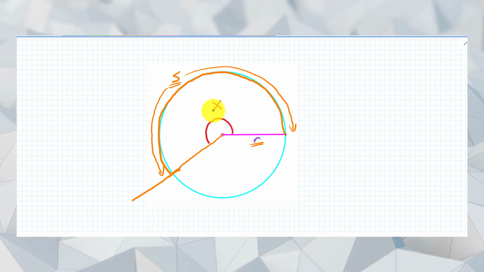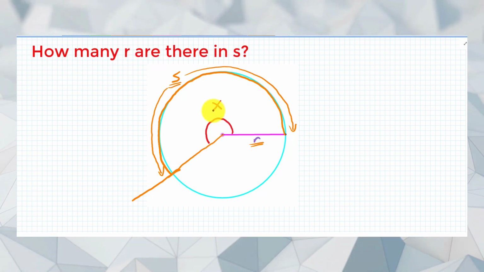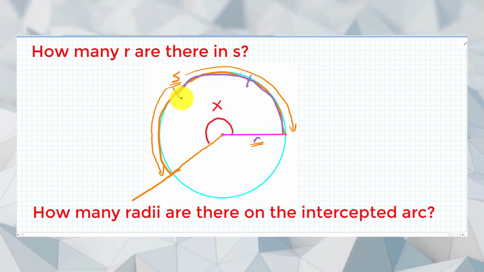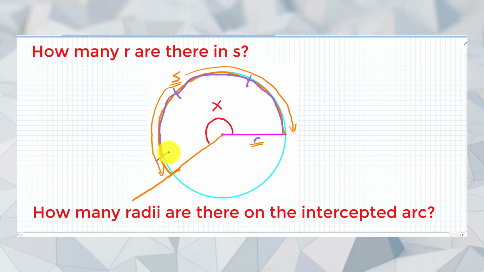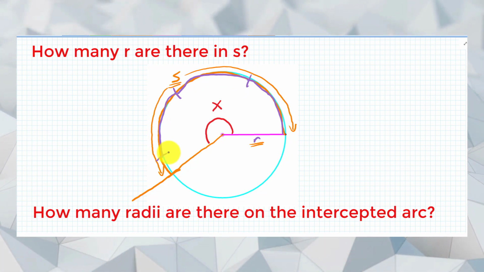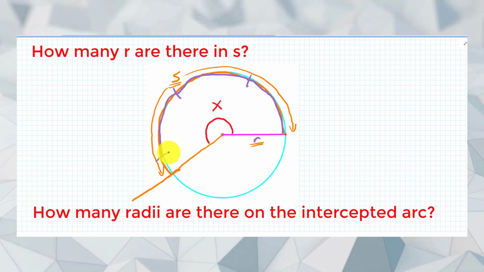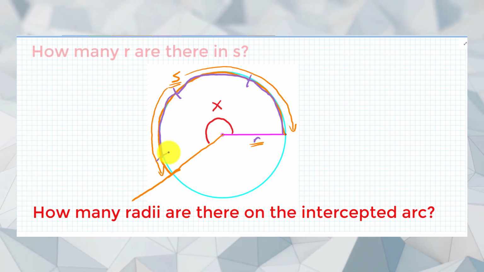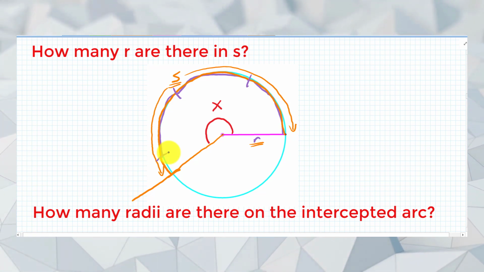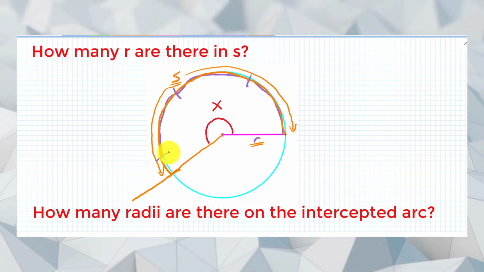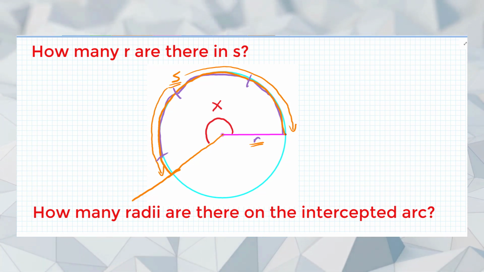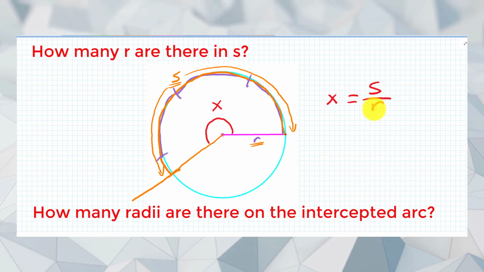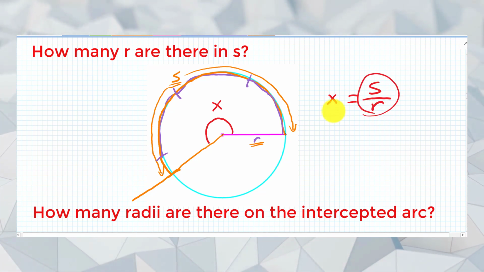Well, this question is equivalent to how many r are in S? How many radii can I put right here? 1, 2, okay, and I'm not sure how many. I need to count, right? How many r are in S? How do we count the number of r inside S? How do you count the number of 4 inside 21? Well, you do 21 divided by 4. It is not going to be an integer, but it's going to tell you how many 4 are inside 21, right? So if you want to know the measure of x, you need to count the number of r inside S. And this number is S divided by r. And that number will be the measure of the angle x in radian.